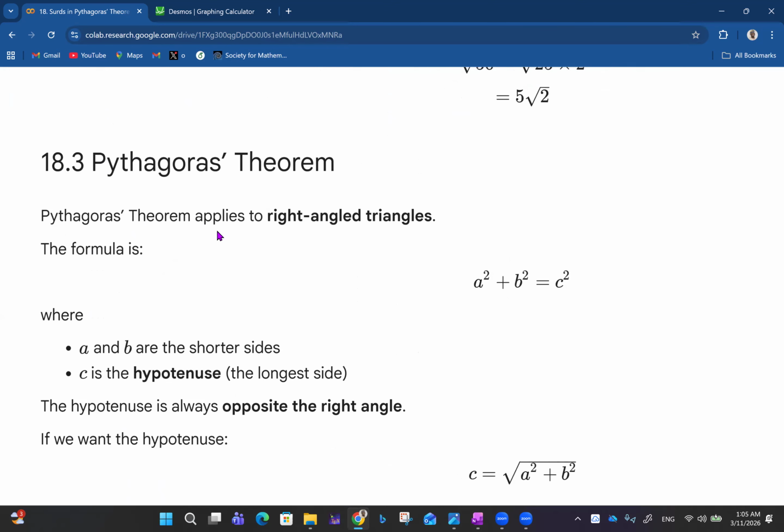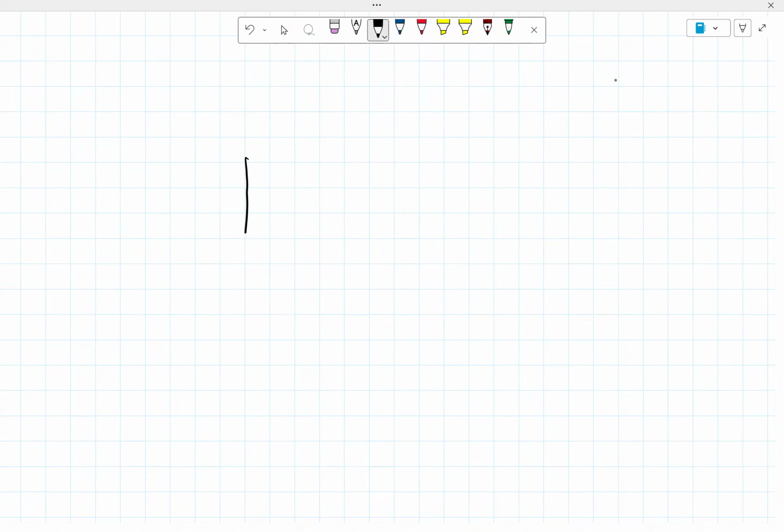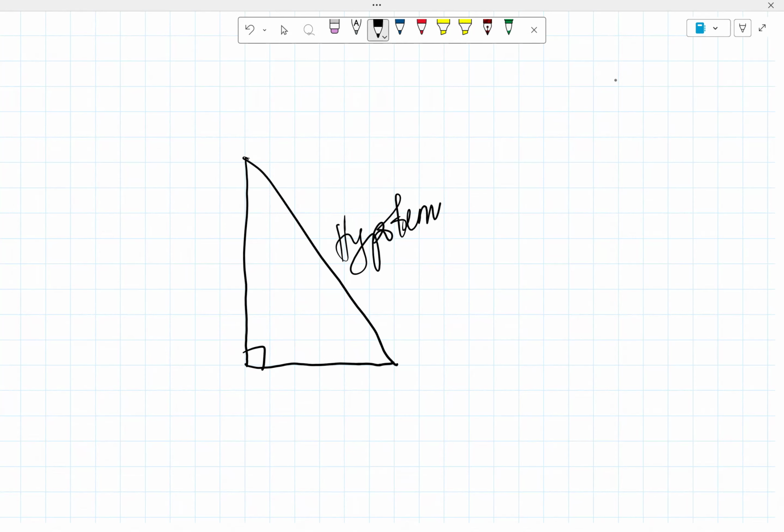So Pythagoras theorem applies to right-angled triangles. Okay, this is the idea. A right-angled triangle is a triangle in which one of the angles is right, meaning you have a perfect angle. That's an angle of 90 degrees. And whenever you have this kind of triangle, the side facing that angle of 90 is called the hypotenuse. It's usually the longest side.